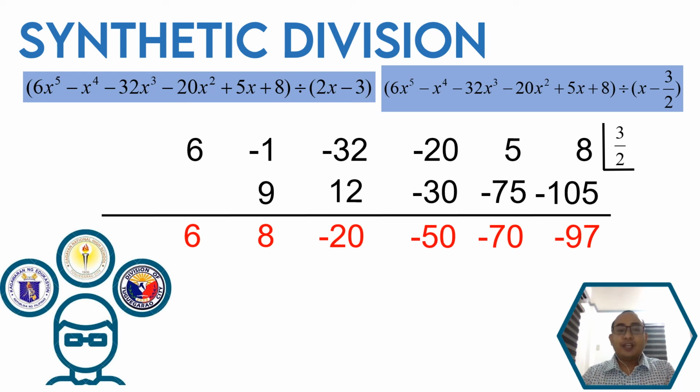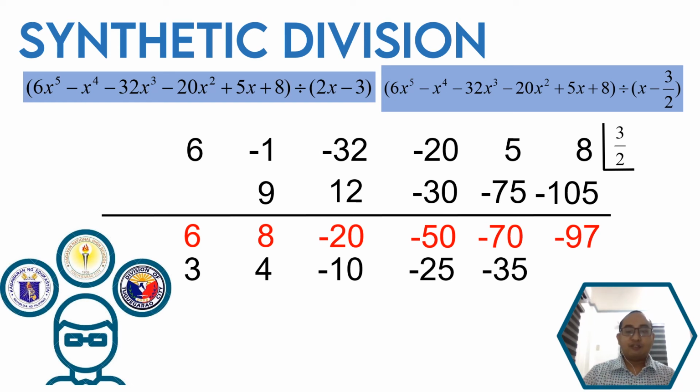Now, since we divided the terms of our divisor by 2 a while ago, we are also going to divide the entries in the third row by 2. Hence, we have 6 divided by 2 will give me 3. 8 divided by 2 will give me 4. Negative 20 divided by 2 will give me negative 10. Negative 50 divided by 2 will give me negative 25, and negative 70 divided by 2 will give me negative 35.